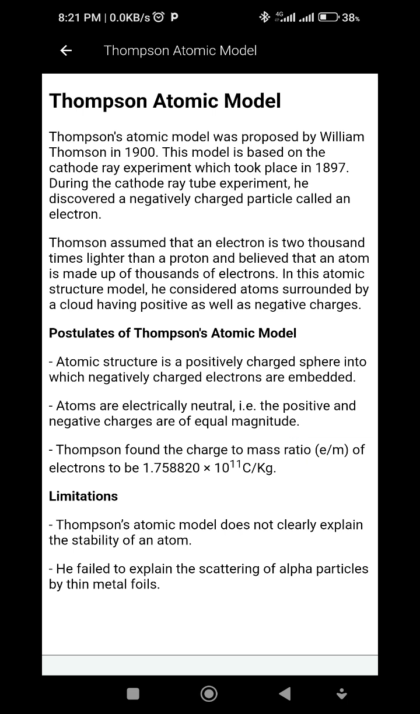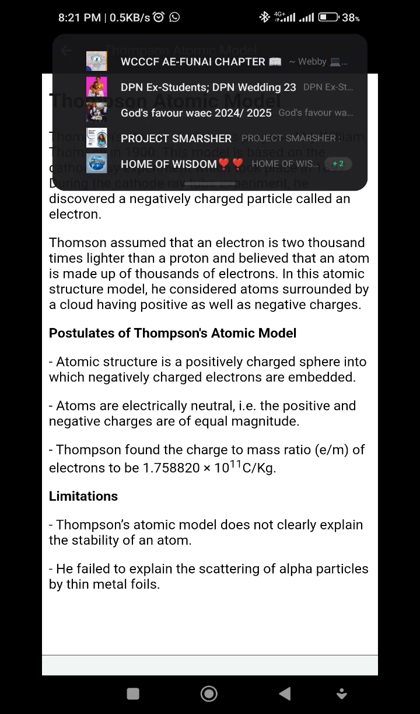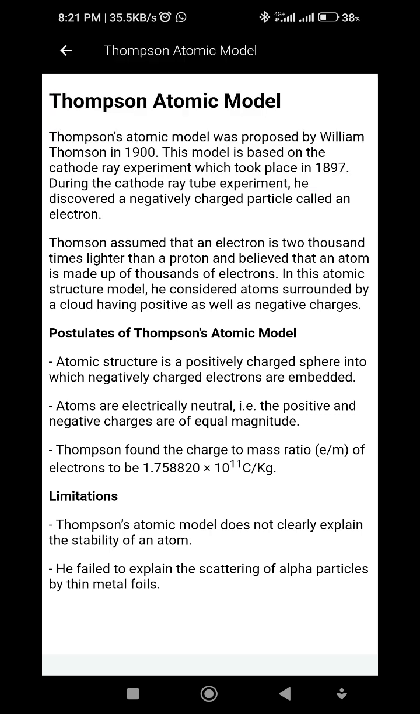But there are limitations to this. Thomson's atomic model does not clearly explain the stability of an atom. This is the problem we are having. You should understand that the stability is due to the octet number in the shells of an electron.